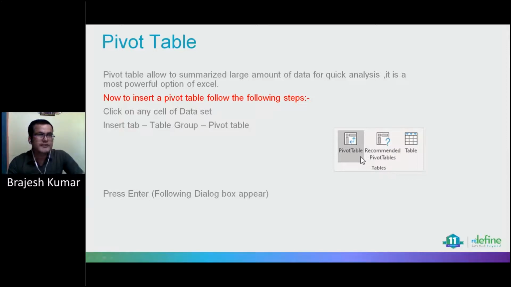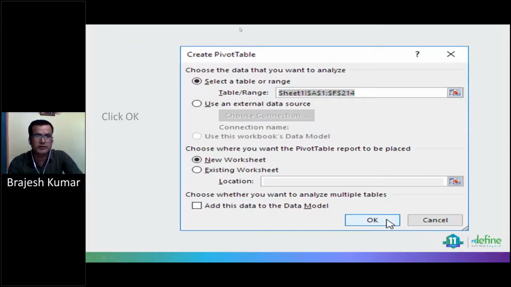We select the data which we want to convert into a pivot table. Select data, and from Insert, under the table group, use pivot table and press enter. This will display a dialog box. Where is the range of data? Select a table or range. If we select the data, it will automatically come here.